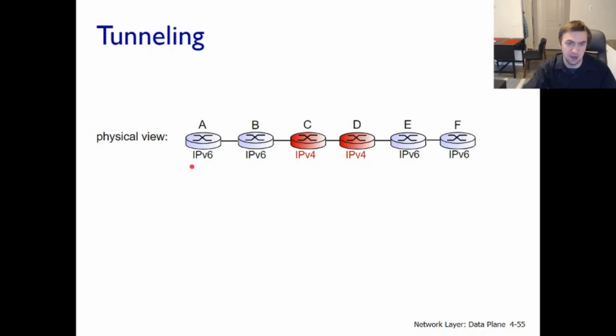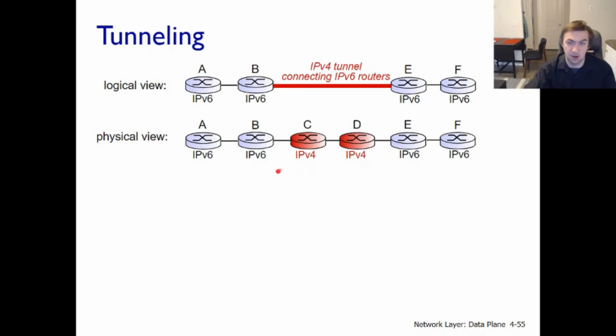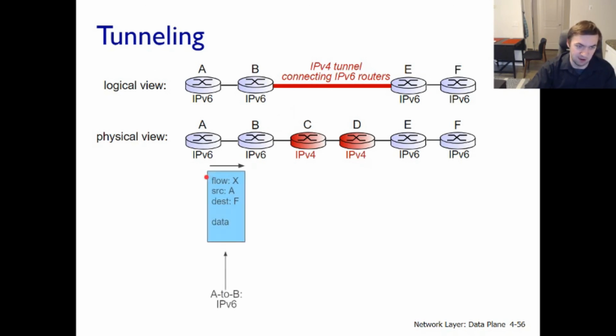So physically speaking, we might have 6 connected routers building a string that takes us from our source, located somewhere around router A, and our destination around router F. Now, A and B and E and F are IPv6 routers, whereas C and D are IPv4. So what happens is that, from a logical point of view, there is an IPv4 tunnel comprised of C and D that connect to the IPv6 routers B and E. So if I'm starting from A and I have a datagram, it's an IPv6 datagram, and I want to send it all the way to F.